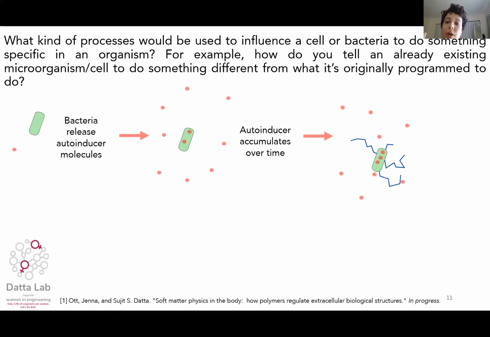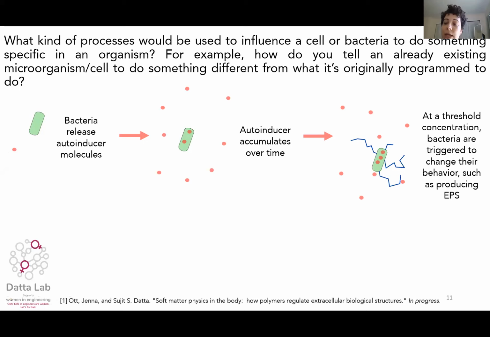Here I've shown the cell stops its motility and starts producing EPS. This is a sign that cells are starting to form a biofilm, but obviously this can trigger a range of behaviors such as turning on virulence, turning off virulence, changing growth, or changing consumption. There are so many different things that autoinducers can trigger in a cell.